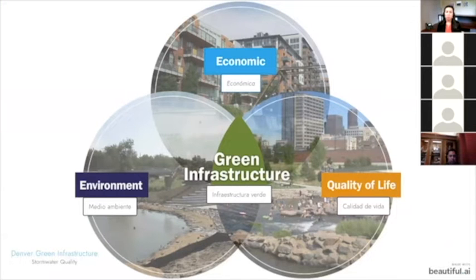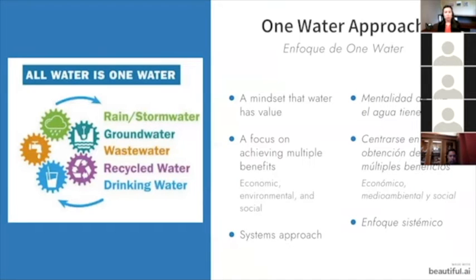Green infrastructure really is looking at a multifaceted approach of having benefits to the environment, economic benefits, as well as improving the quality of life of our community, because we're having more natural processes, more green space available to our communities. And throughout COVID, we've really seen the importance of instituting more green space for the mental health and our actual health for our community members. In addition, rain gardens are also a part of the One Water approach, which is looking at the mindset that all water has value.